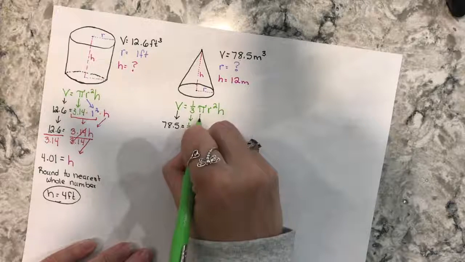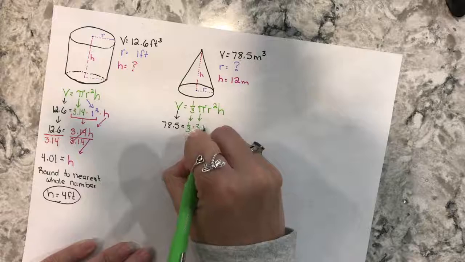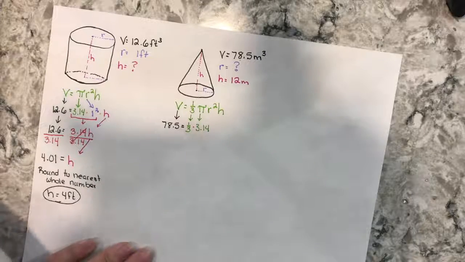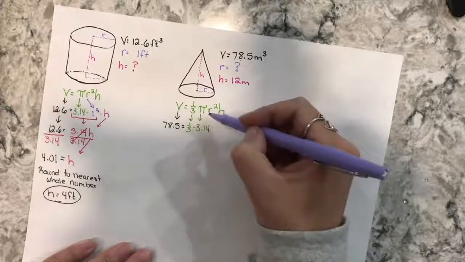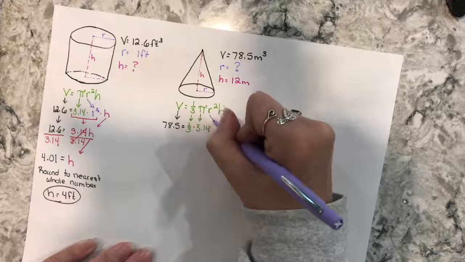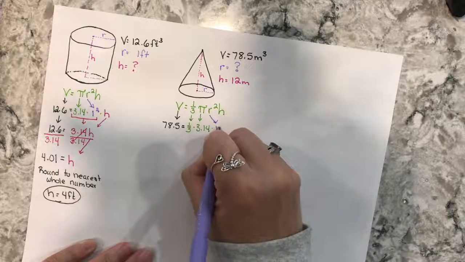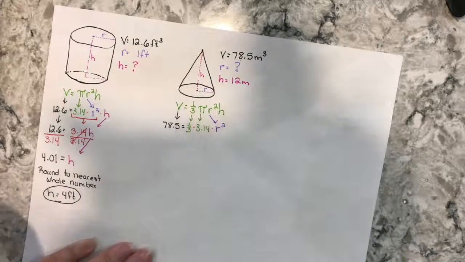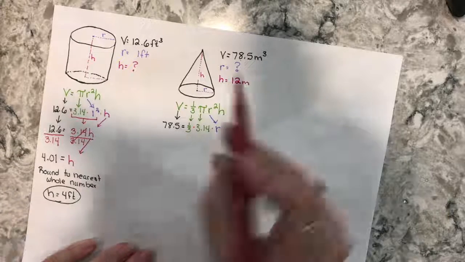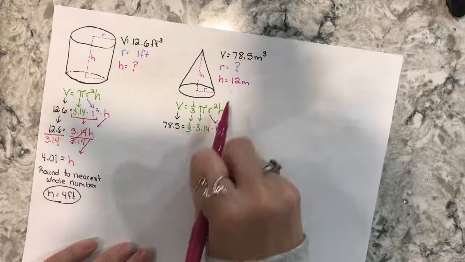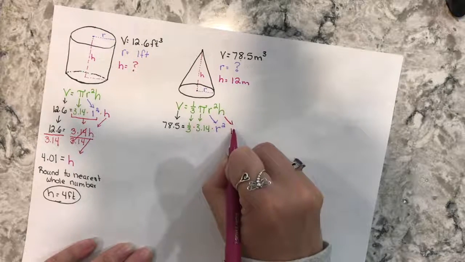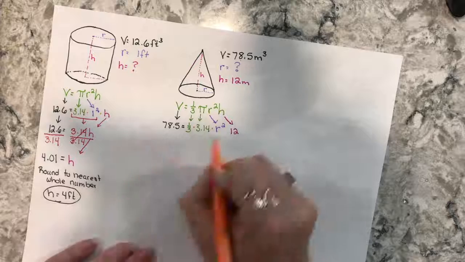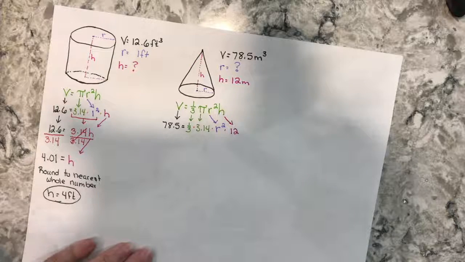And again, I'm just putting the little multiplication signs in between, just to indicate that when it's smushed together like that, it's multiplied. Now we don't know our radius, so we can't plug anything in for that. So we're just going to carry down the r squared. However, we do know our height. Our height is 12 meters, so we're going to plug that in for h. And now we just have an equation, just like we did with the cylinder.